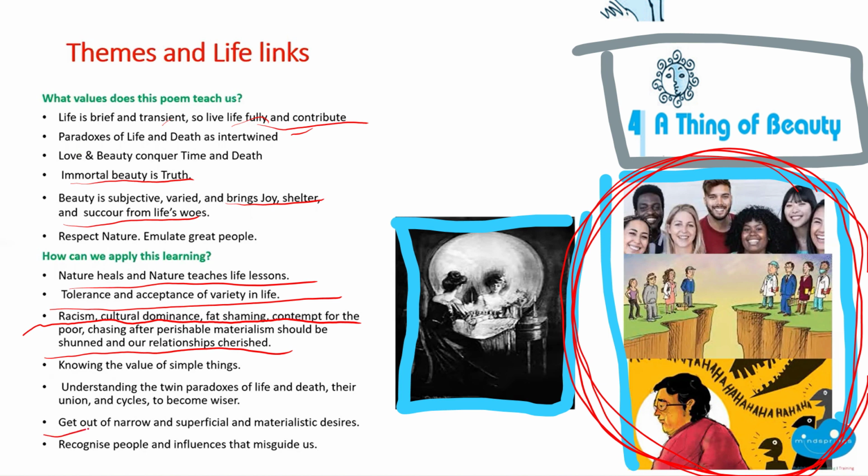We need to think about our lives and relationships, what is important, what is going to last forever and what is going to die. So these are something to remember. Okay, recognize people and influences that misguide us. Along with this, we also need to start thinking about who are the people who are telling us something else, and who are the people who are guiding us properly.